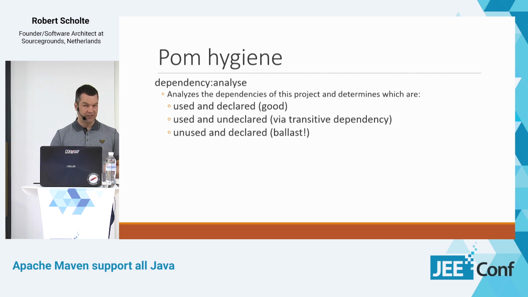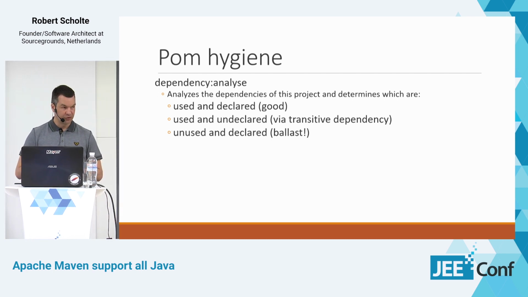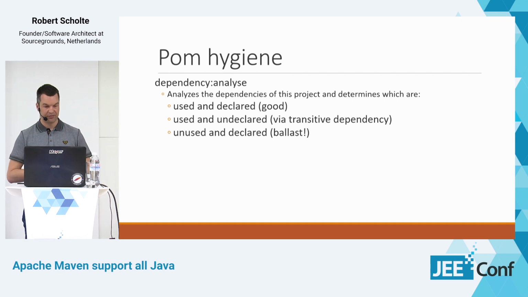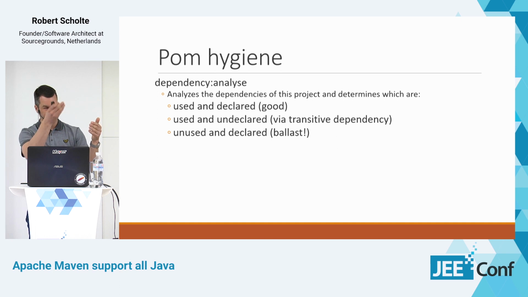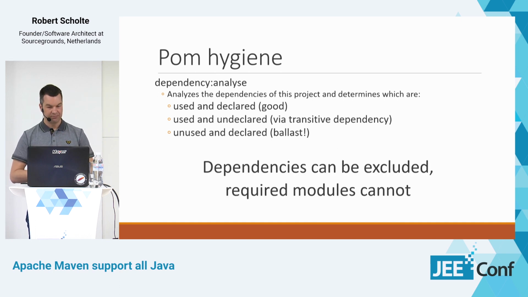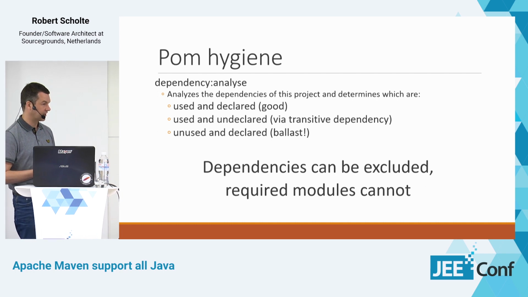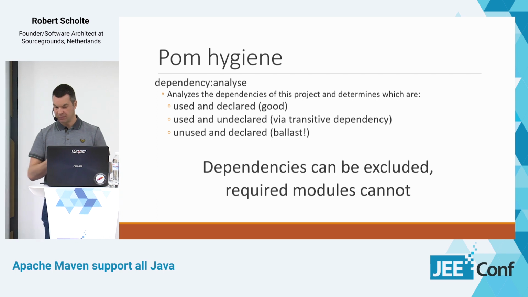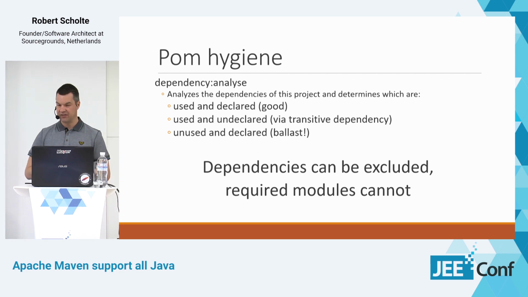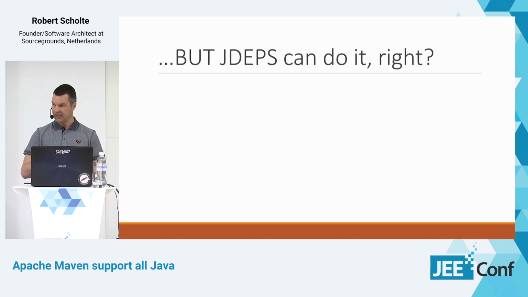If we would generate this module descriptor based on the POM file, you would get a list of requires this and this and this and this. However, dependencies can be excluded. Required modules cannot. It's called required, so it must be there. So this is one of the reasons why we say we are not going to generate it.